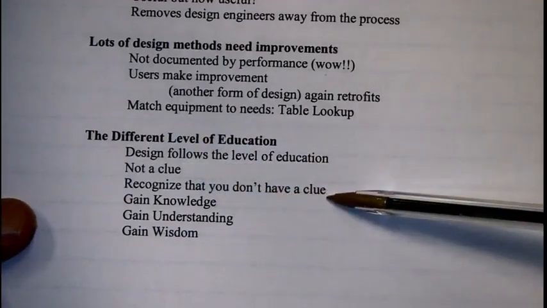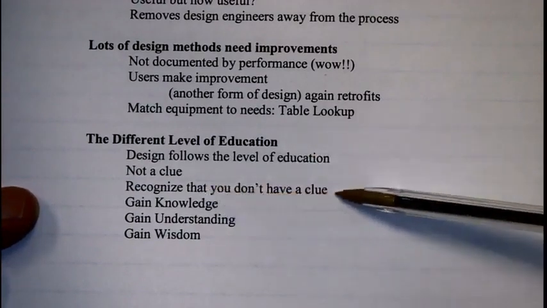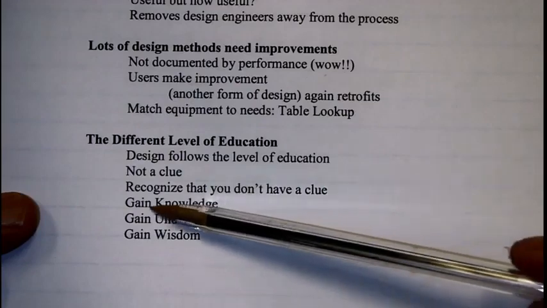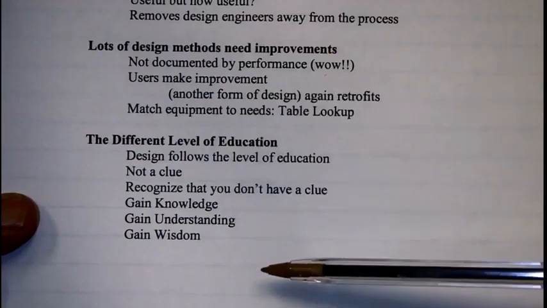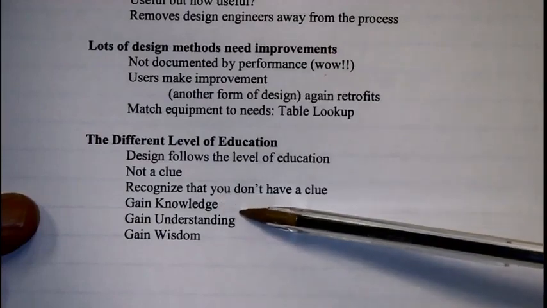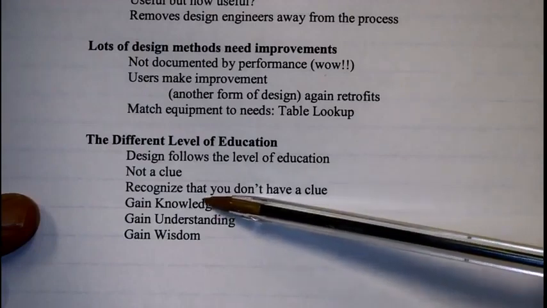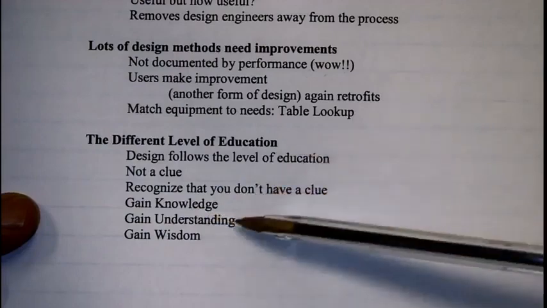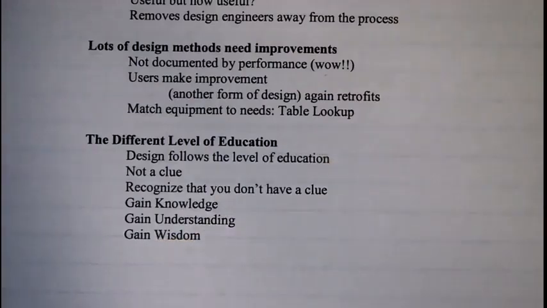So the next level is the idea that you recognize that you don't have a clue. You recognize that you are deficient. So then you go out and gain knowledge. That's really great. However, knowing something and understanding it are two different things. You can gain a lot of information, but if you don't understand it, then there are significant problems there. And then following understanding comes wisdom.